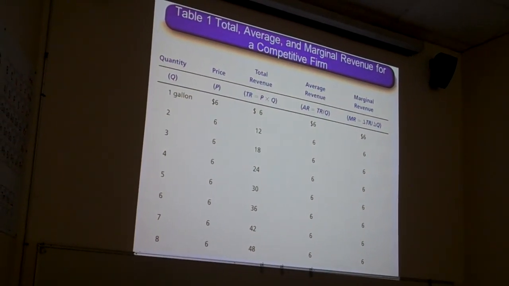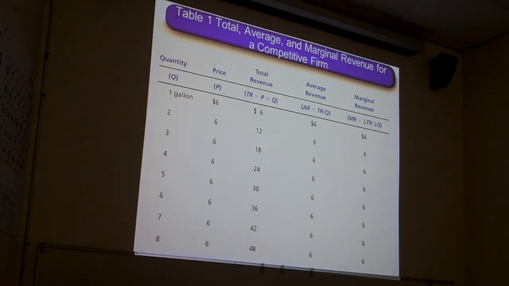This is easy. It looks awful, but it's really not. This is what we just said: price equals marginal revenue equals average revenue. So the quantity we're selling, gallon of milk, gas, whatever. A gallon, the price is $6, that's given by the market. The milk at $6 a gallon is driven by the Chicago market sale, so we don't have any control over that.